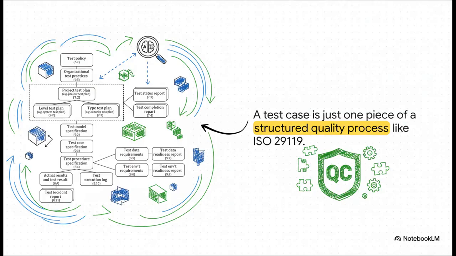Whoa. Okay, this might look a little complicated, but this is the reality of professional-grade testing. It's a map based on the international standard, ISO 29119. And if you squint a little, you can see our test case specification right in there. See? It's just one tiny piece of a much, much bigger puzzle that's all connected to test plans, reports, and logs. This isn't just about writing down steps. It's a whole ecosystem for quality control.